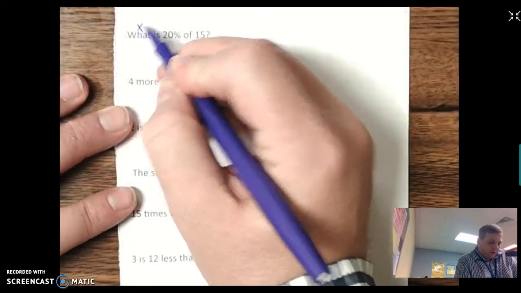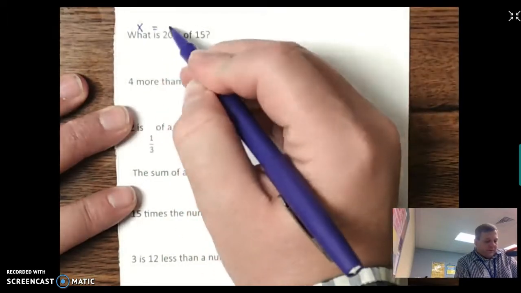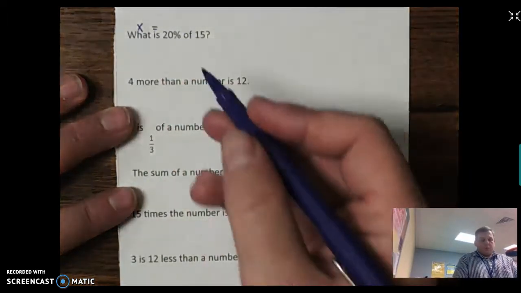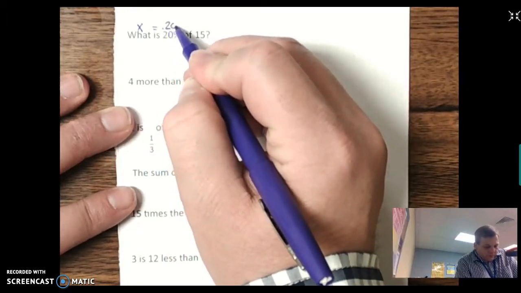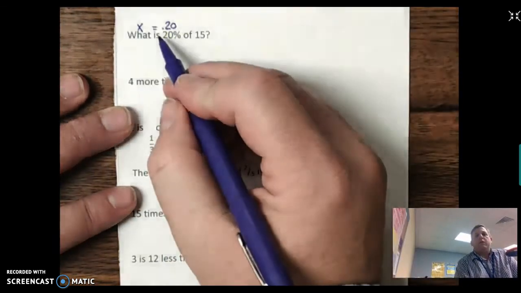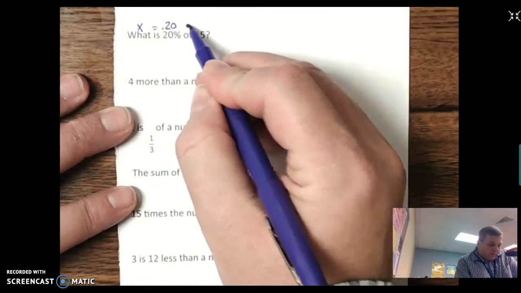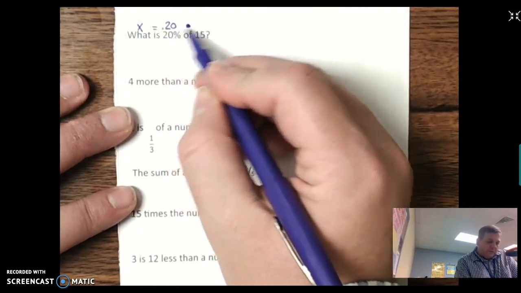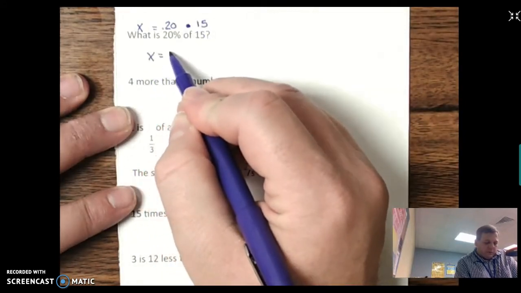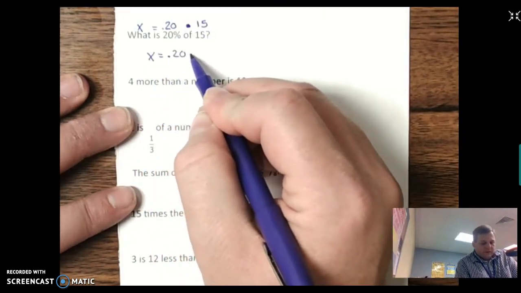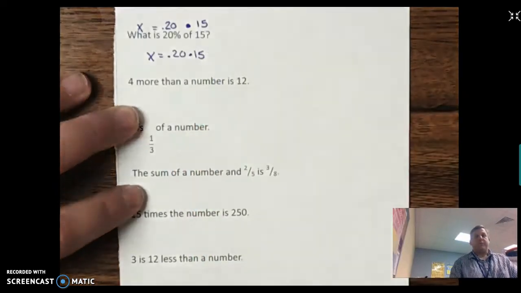I have what, which is my variable. Is still means equal. 20%, you may remember, we don't ever use the percentages in a problem. We always turn them into decimals. Of always means multiply when we're dealing with a number that's less than 1. So we have x equals 0.20 times 15.